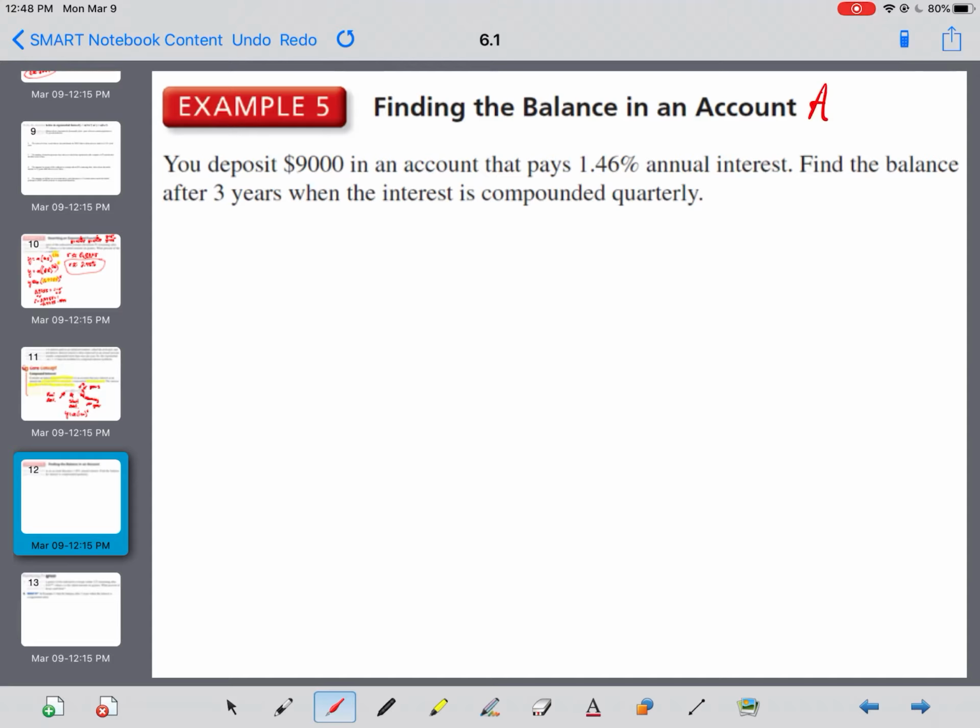Okay, so find the balance in an account. Don't forget, we got A equals P times 1 plus r divided by n to the nt. That's our equation. You deposit $9,000 in an account. This is our start, this is big P. That pays our r, which is actually 0.0146 as a decimal. Find the balance after 3 years. That's my t. When the interest is compounded quarterly. Quarters. There's 4 quarters in a dollar, so that's 1/4 is my n. That's how often it's compounded.